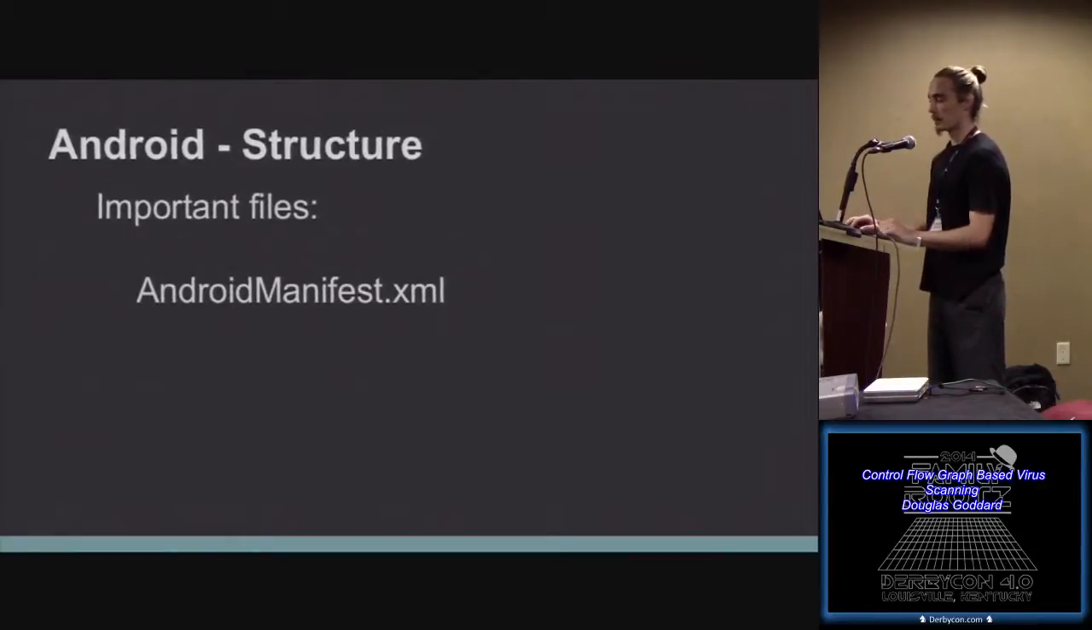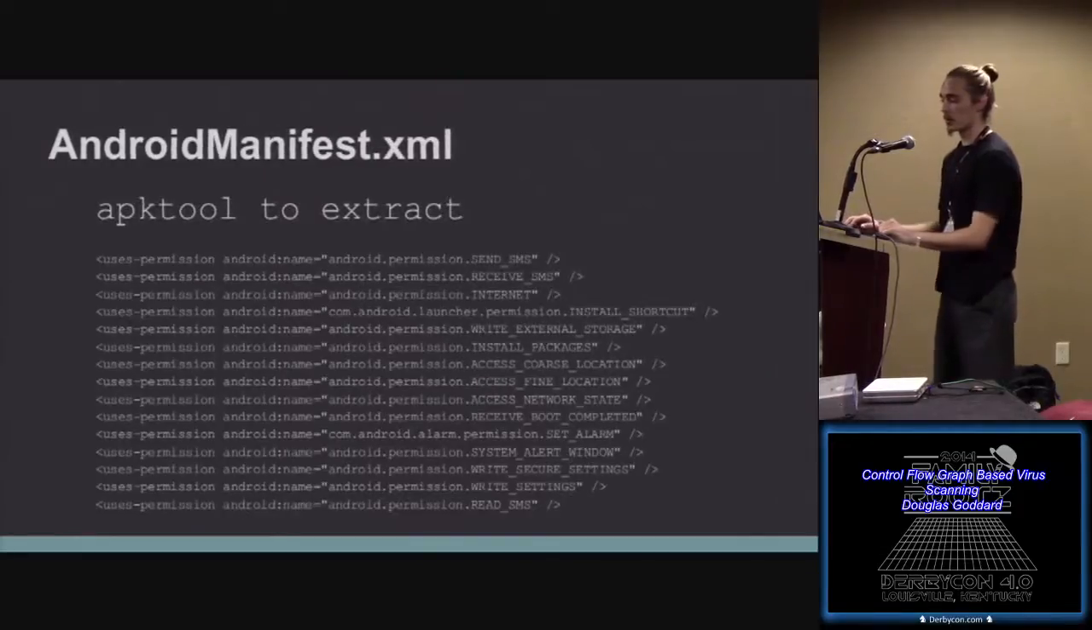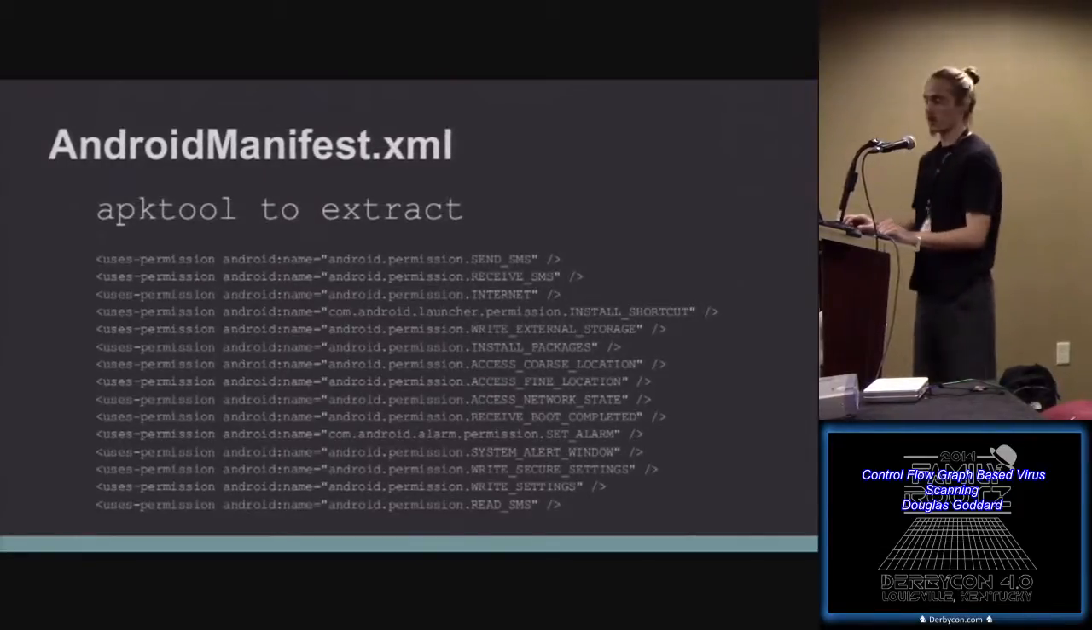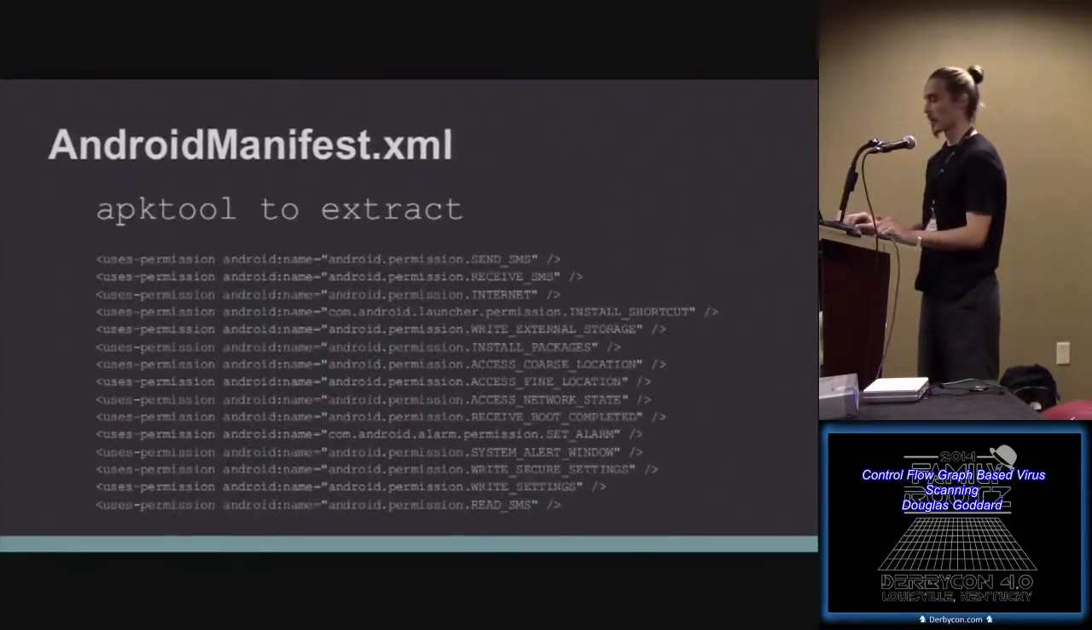There's a couple important files. The first I'll talk about is the Android Manifest. That has all the permissions in it, and those are what you want to look at to know if it's going to do something malicious. I thought it would actually be a pretty fun game to do, is this a social networking app or malware? But I don't think there's time for that.